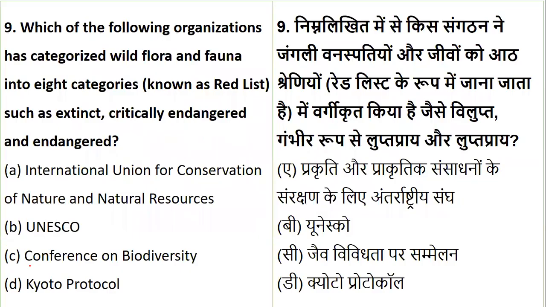Now, which of the following organizations has categorized wild flora and fauna into categories known as the Red List, such as extant, critically endangered, and endangered? So which are these following organizations?